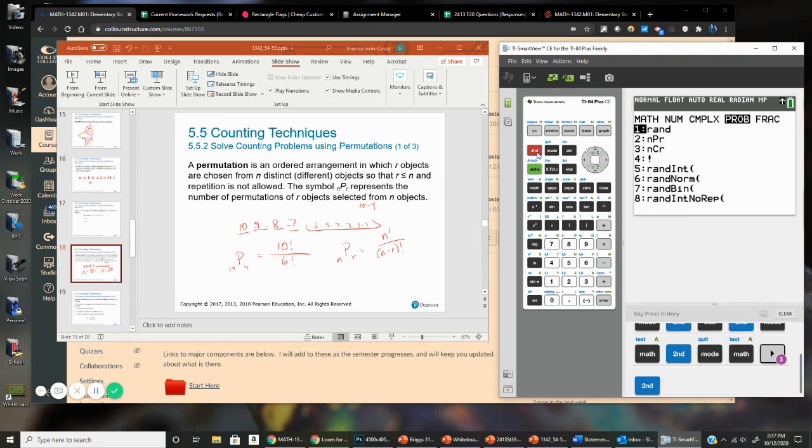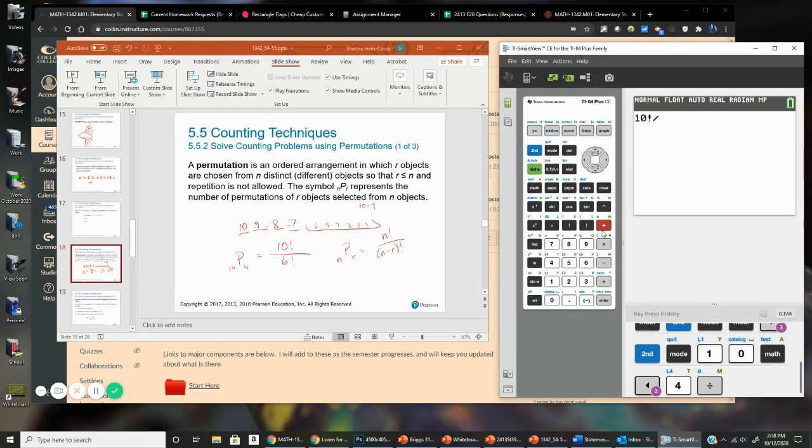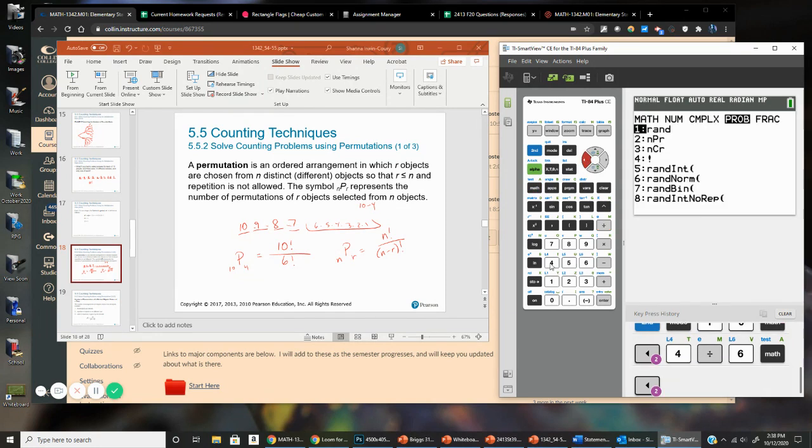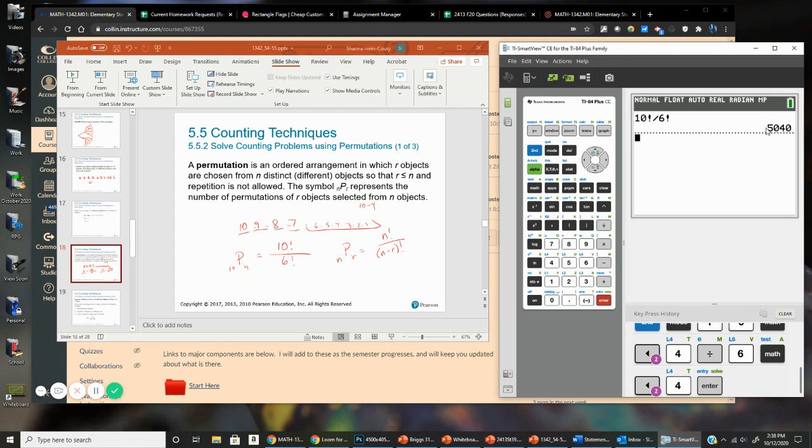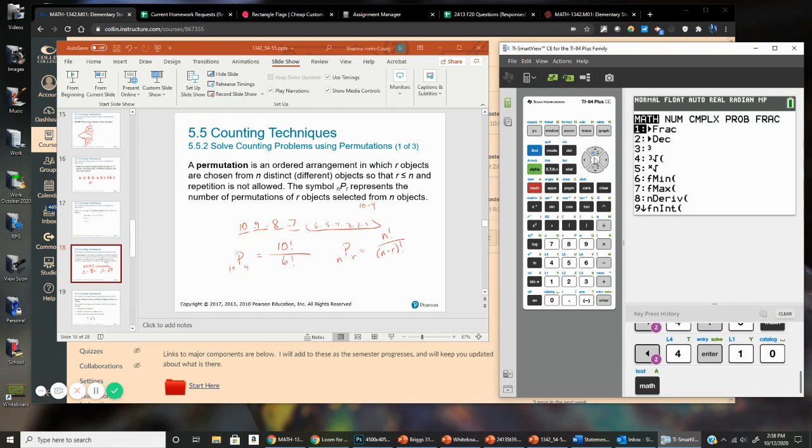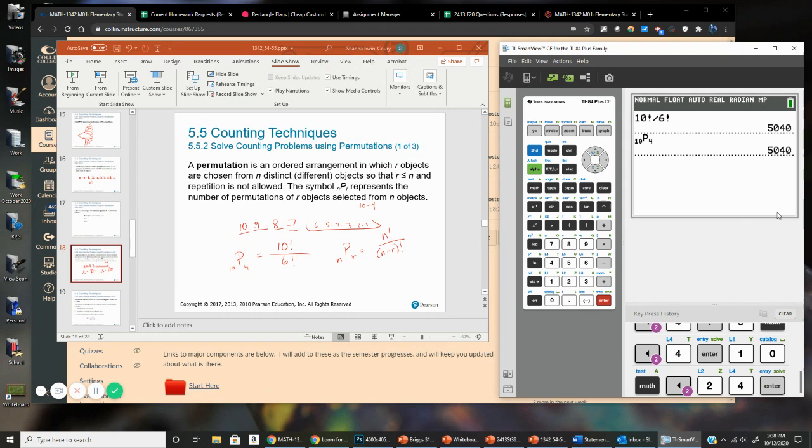Okay, so first, I'm going to show you 10 factorial divided by 6 factorial. And then I'm going to put 10 math. You have to put the number first, then nPr, then 4. And it's the same number because it's just doing that calculation for you.